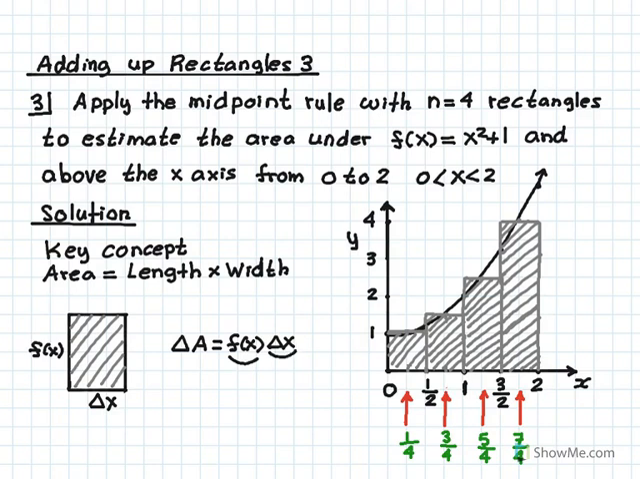But the key point is that we're evaluating the function at the midpoints, at x equals 1/4, at x equals 3/4, at x equals 5/4, and at x equals 7/4. All right, we have n equals 4 rectangles, and delta x, the width, is going to be 2 minus 0 divided by 4. We have equal width, that's 1/2.